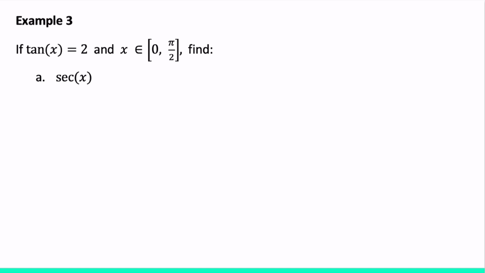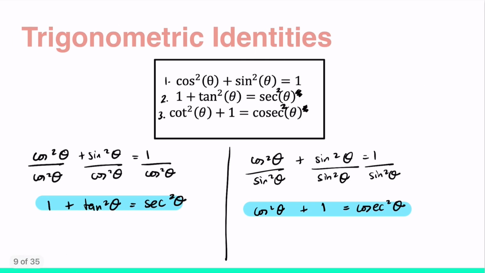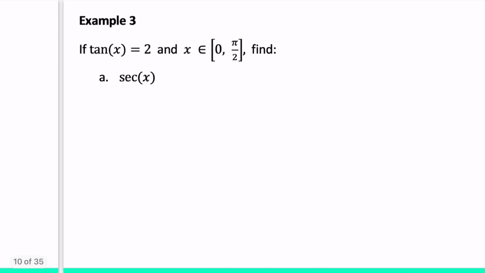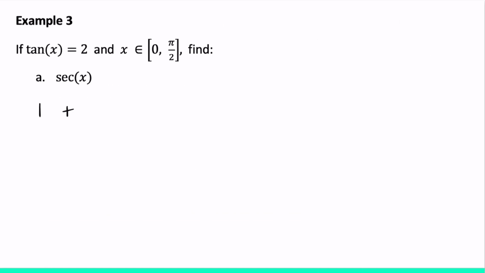of problems. So in example 3, they've given us if tan x is equal to 2 and x is between 0 and pi on 2, find sec x. So they've given me tan and I need to find sec. So I'm going to refer to my identities and have a look at, well, do any of them have a relationship between tan and sec? And in fact, I can see that number 2 does. So 1 plus tan squared theta equals sec squared theta. So that's the first thing I'm going to do. Write that down. And now it's really just a matter of substituting in and solving for sec.